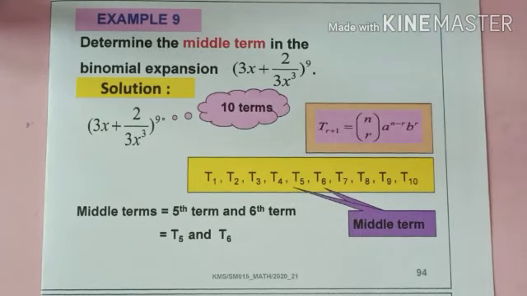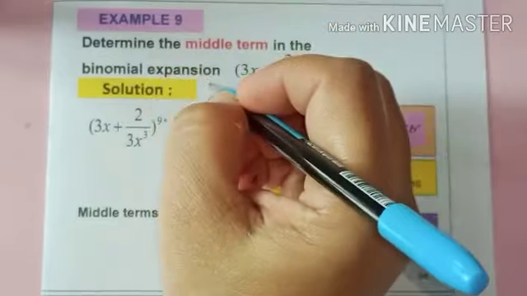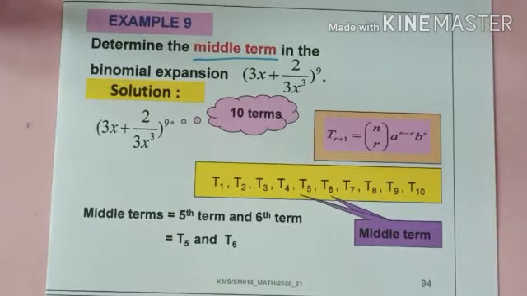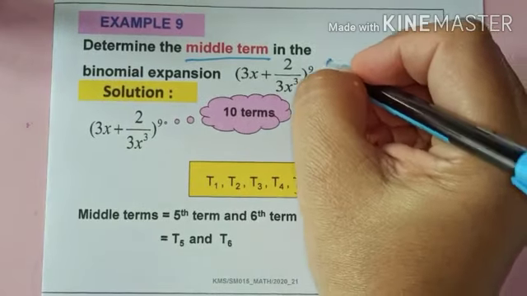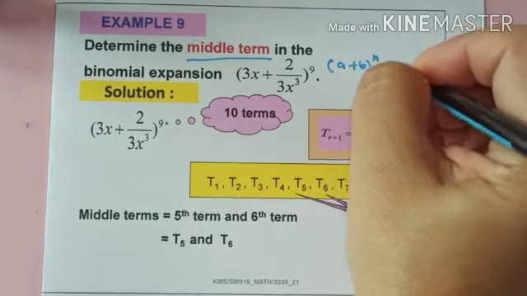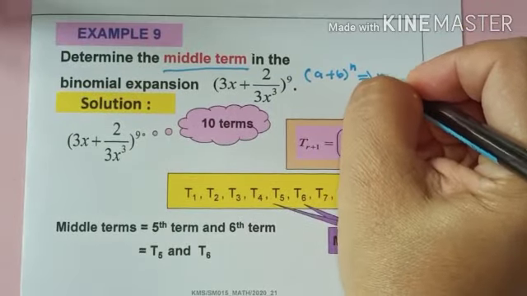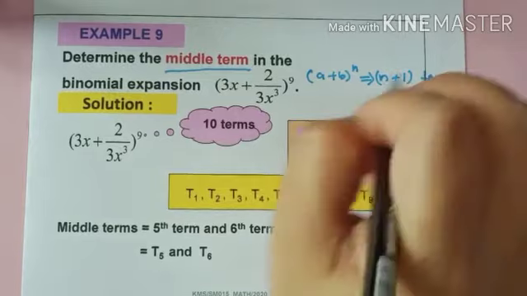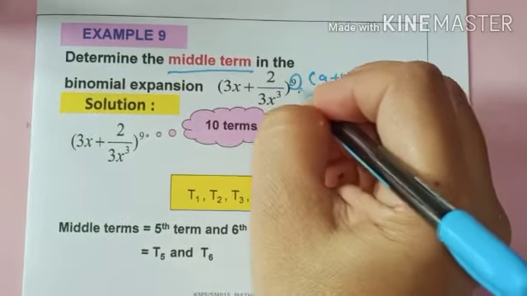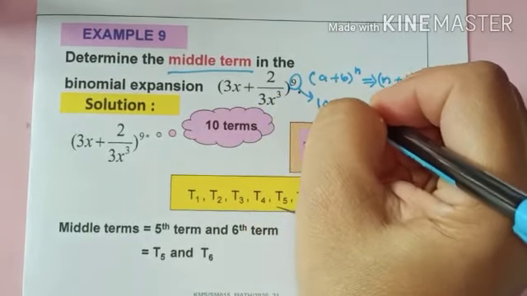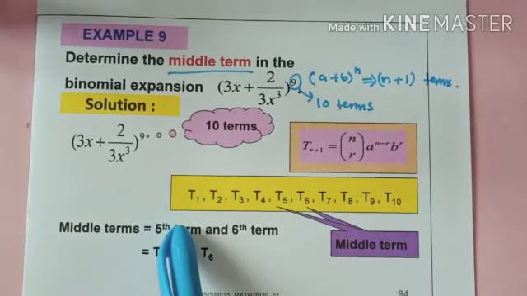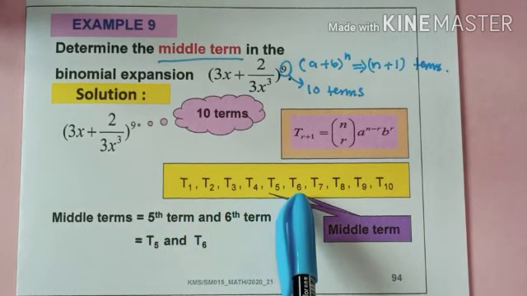Example 9. Determine the middle term in the binomial expansion of 3x plus 2 over 3x cubed, power of 9. Remember that if we have a plus b power of n, we have n plus 1 terms. That means if we have power of 9, now we have 10 terms. So the middle terms should be T5 and T6. So we have to find these two terms.